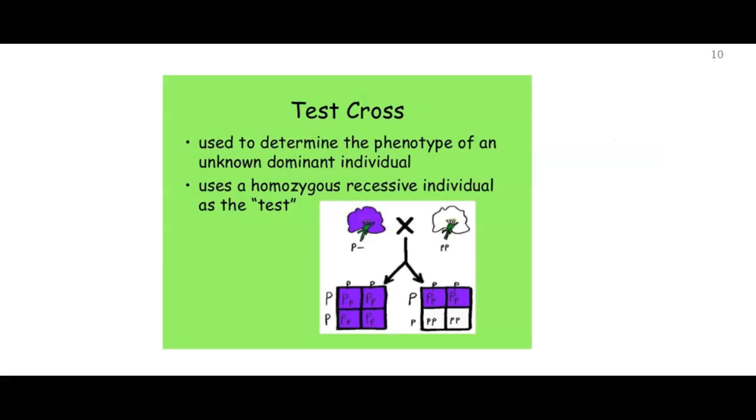So a test cross is going to be used to determine the genotype of the unknown dominant individual. So you're going to use a homozygous recessive individual as a test. So the test cross is to distinguish whether the second allele is a dominant allele or a recessive allele.